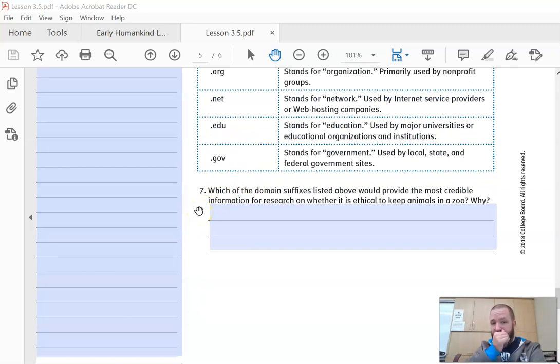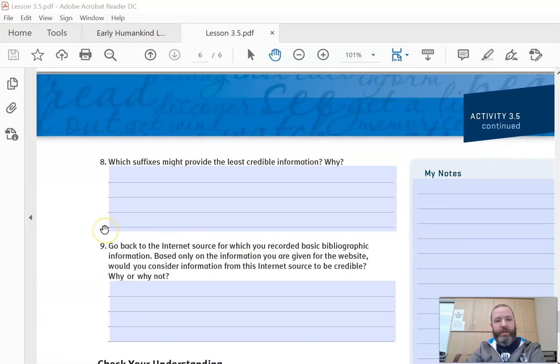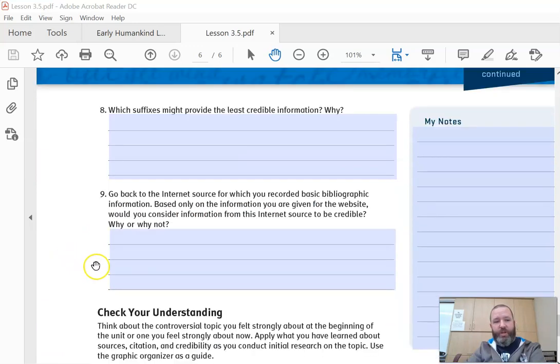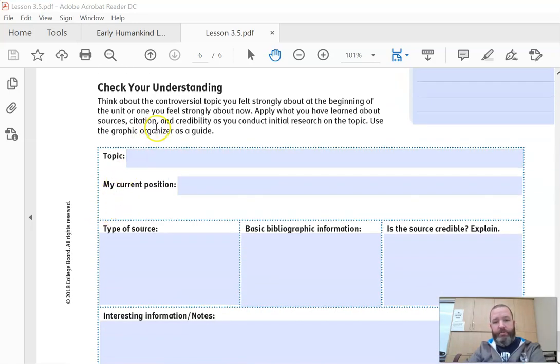Number 7 says, which of the domain suffixes listed above would provide the most credible information for research on whether it is ethical to keep animals in a zoo, and why? Number 8, which suffixes might provide the least credible information, and why? Number 9, go back to the internet source for which you recorded basic bibliographic information. Based only on the information you are given for the website, would you consider information for this internet source to be credible? Why or why not? So you're going to go back to the source for the website and decide for yourself, using the information we just learned on domain suffixes, whether that website is going to be credible, meaning should we trust it or not, and why.